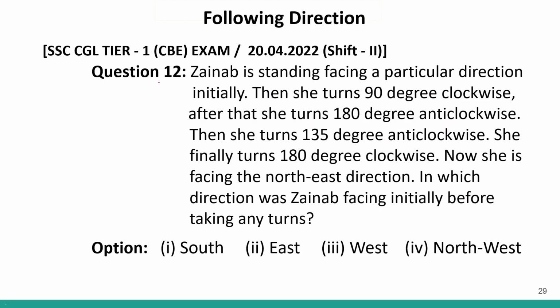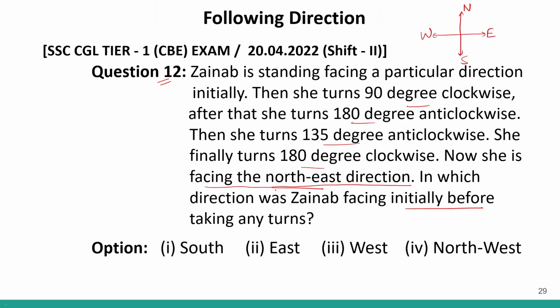So now let us look at this question, question number 12. Zainab is standing facing a particular direction initially. Then she turns 90 degree clockwise, 180 degree anti-clockwise, 135 degree anti-clockwise and 180 degree clockwise to reach the final direction, which is northeast, right? And we have to find the initial direction. So whenever you get a question like this, start from the final direction because it makes the answer easier. So let me draw the chart.